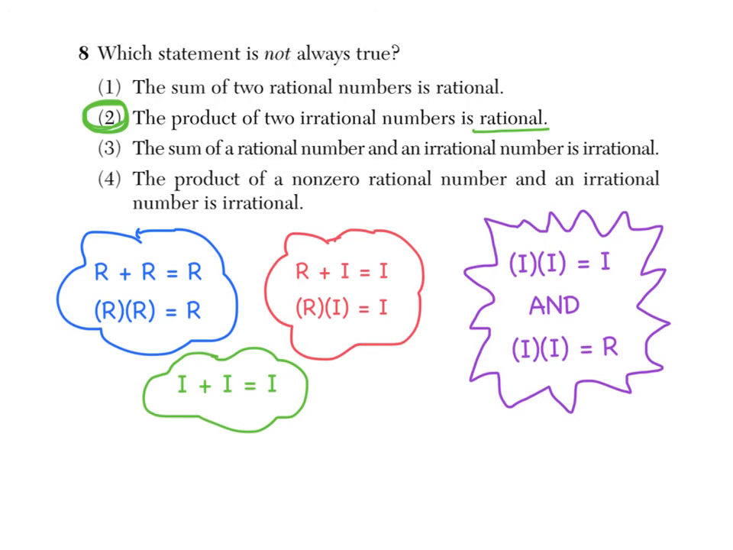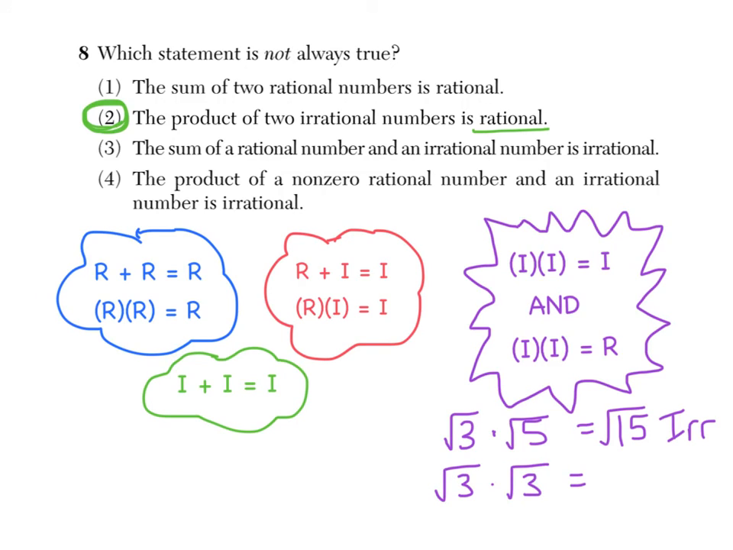And the quick way to prove that to you is by showing you, if I multiply, say, root 3 times root 5, those are both irrational numbers, I would get root 15, which is in fact irrational. You can check that in your calculator. But if I multiply root 3 times root 3, I'm going to get square root of 9, which is in fact 3, which is rational.